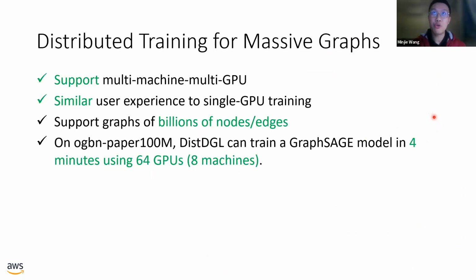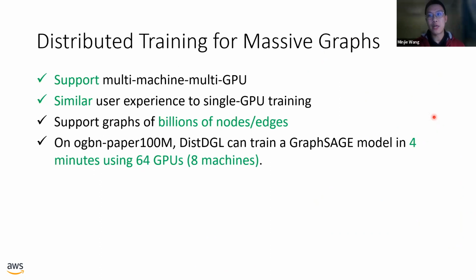And distributed training. Distributed training is also a key feature of DGL, of course. It supports multi-machine, multi-GPU. And also we want to keep the user experience simple. We want to make it similar to the single GPU training as well. And it supports graphs of billions of nodes and edges.